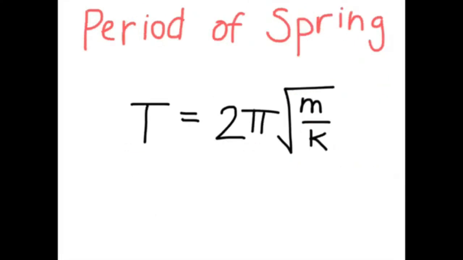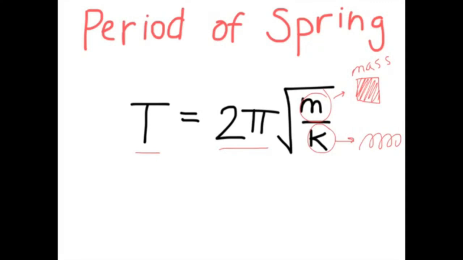The equation for the period of a spring looks somewhat similar to that of the pendulum. However, it depends on slightly different factors. In this case, we write that the period, T, is equal to 2 pi root m over k, rather than L over g. So this m is just the mass of whatever block or object you have on the end of the spring, and k is the spring constant.